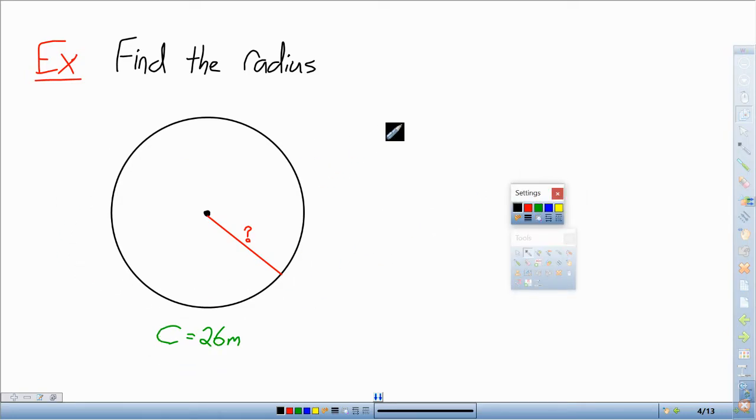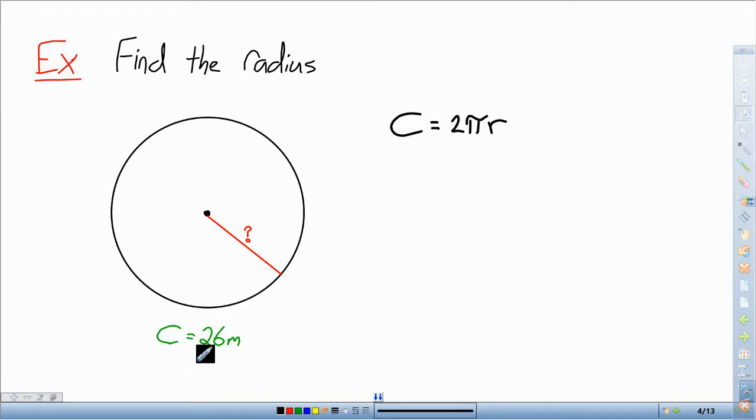Okay, so first, let's just write our formula for circumference. Circumference equals 2 pi r. All right, this, though, again, is giving us the circumference. They're telling us it's 26 meters. Just like always, when you guys plug in numbers, don't include the units. So I'm just going to put 26 for the circumference. And then over here, we have 2 pi r, and finding the radius, that's what we're looking for. So we're solving for r.